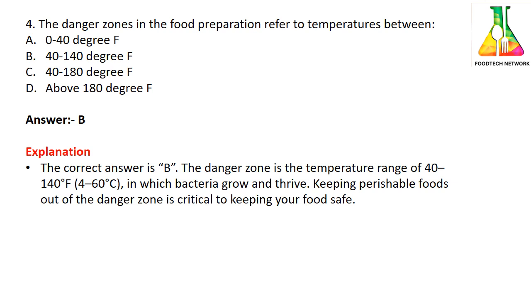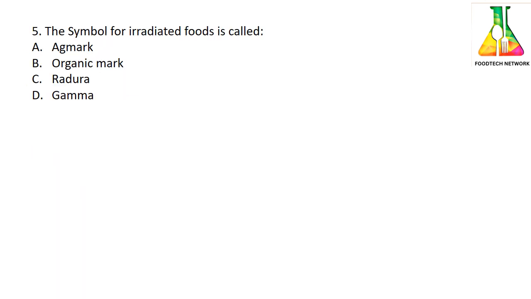The danger zone is the temperature range of 40 to 140 degrees Fahrenheit, or 4 to 60 degrees Celsius, in which bacteria grow and thrive more rapidly. Keeping perishable foods out of the danger zone is critical to keeping your food safe.